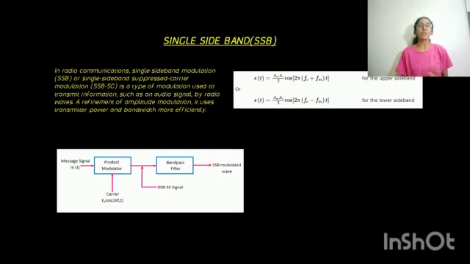I give the formula for single sideband. s(t) = Am Ac / 2 cos 2π(fc + fm)t, that is the formula of the upper sideband. Let me give the formula of the lower sideband: s(t) = Am Ac / 2 cos 2π(fc − fm)t. This is the formula of the lower sideband.